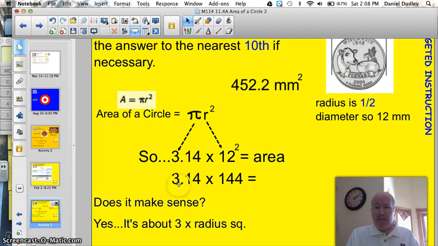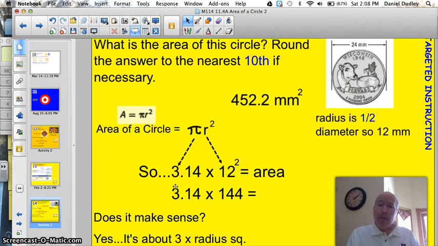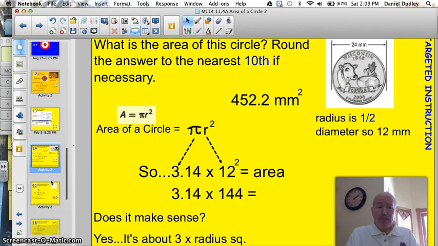144, let's call it 150, times 3 is 450, right? Again, I'm using my estimating skills to make sure I've got it right. The most common mistake kids make is they take the 24 millimeters, the diameter, and they square it. You have to make sure to cut that in half. Let's see how you do on this next problem.